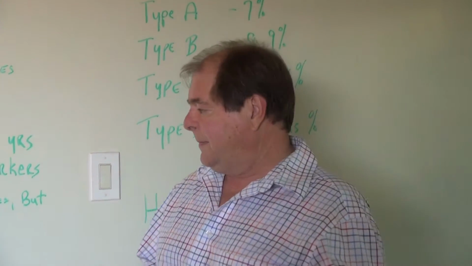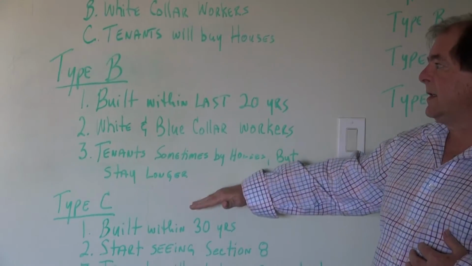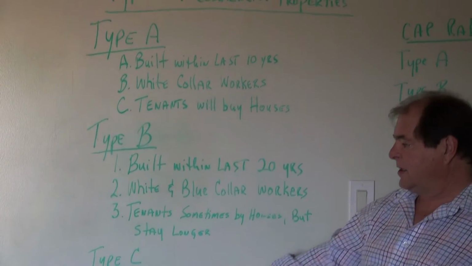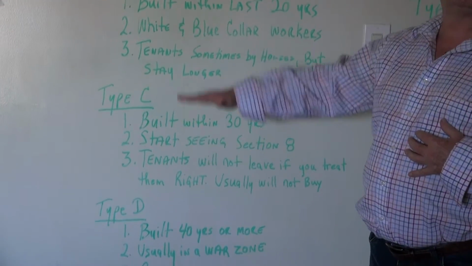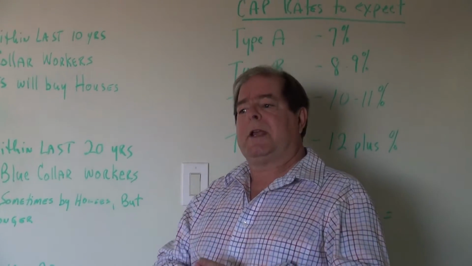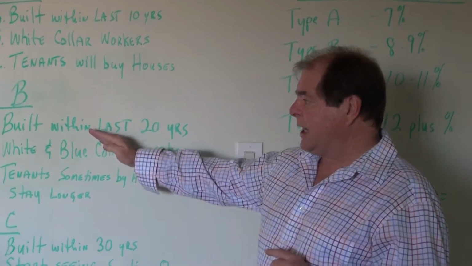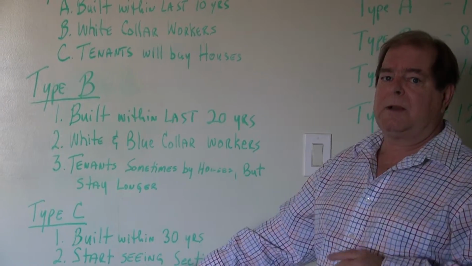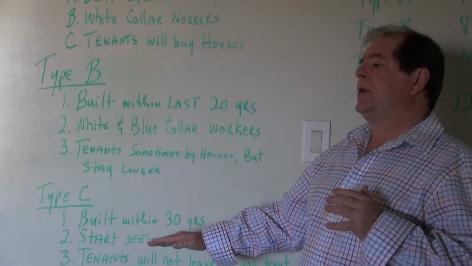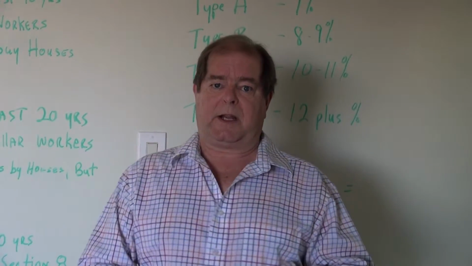Me personally, I like the type B and the type C properties, because with a type B property, you can go in there and try to make it a type A, or with a type C property, you can try to make it a B, and you make more money doing that. I'm going to get into the cap rates in a second. You can change the income by raising rents or decreasing expenses, but you can also change it from a C to a B building, and that will also increase your income.